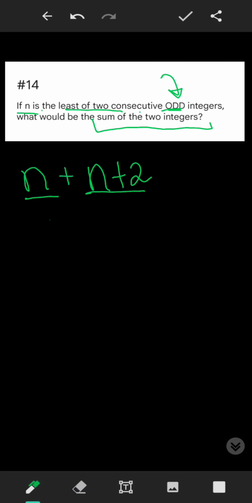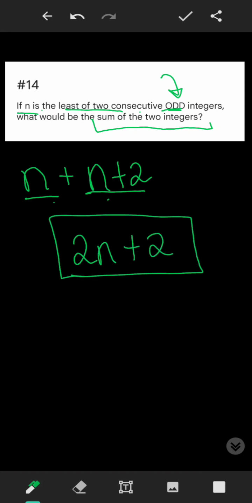They want us to find the sum, so now we're going to add everything together. N plus n would be 2 n's. We don't have another constant, so we'll bring it down, and it'll be 2n plus 2. So the sum of two integers that are odd would be 2n plus 2.